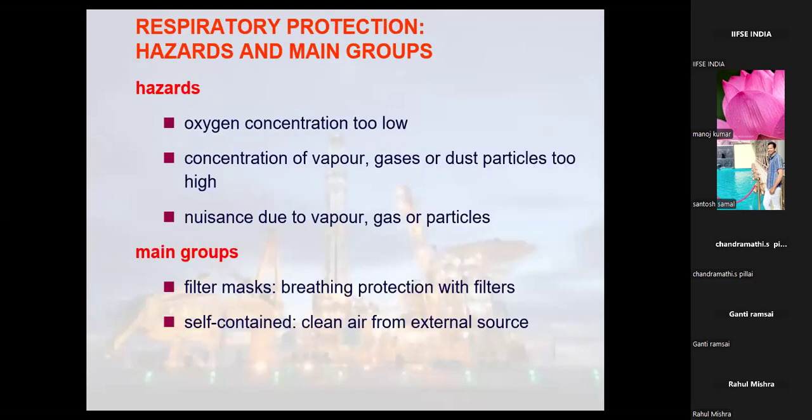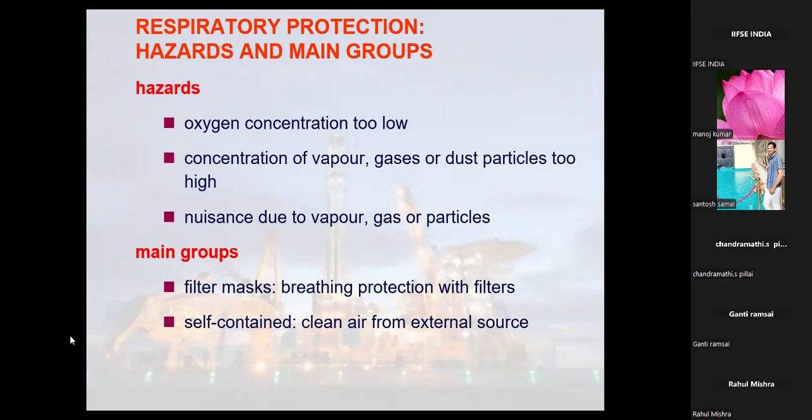Now the respiratory protection. What are the hazards of respiratory protection? Now there are two types of hazards you can see. One, either the concentration of oxygen can be low, or the concentration of oxygen can be very high, or the concentration of contaminants such as vapor, gases or dust particles can be too high, or the nuisance due to vapor or gas particles can also be very high.